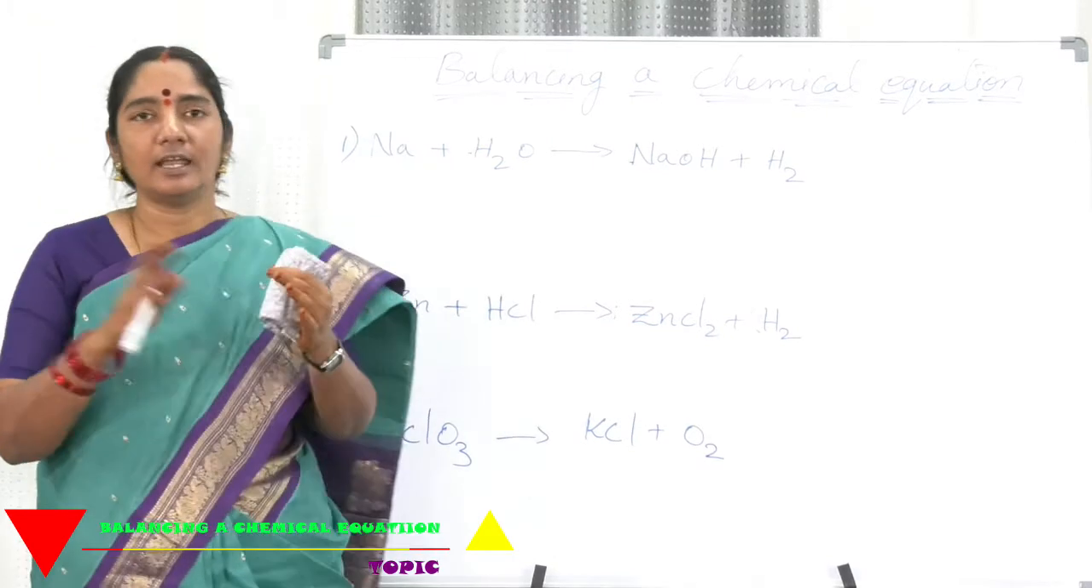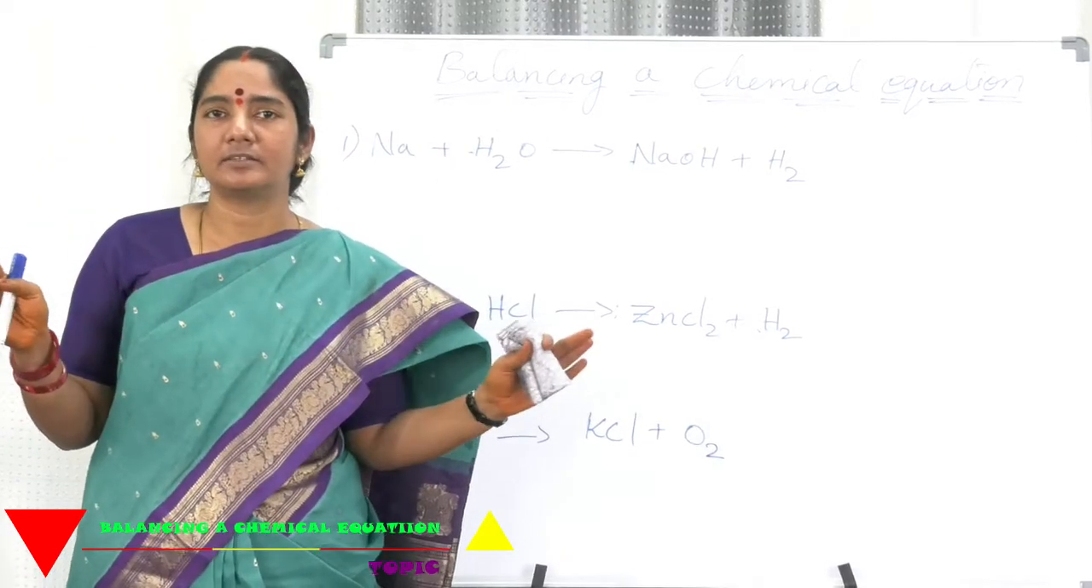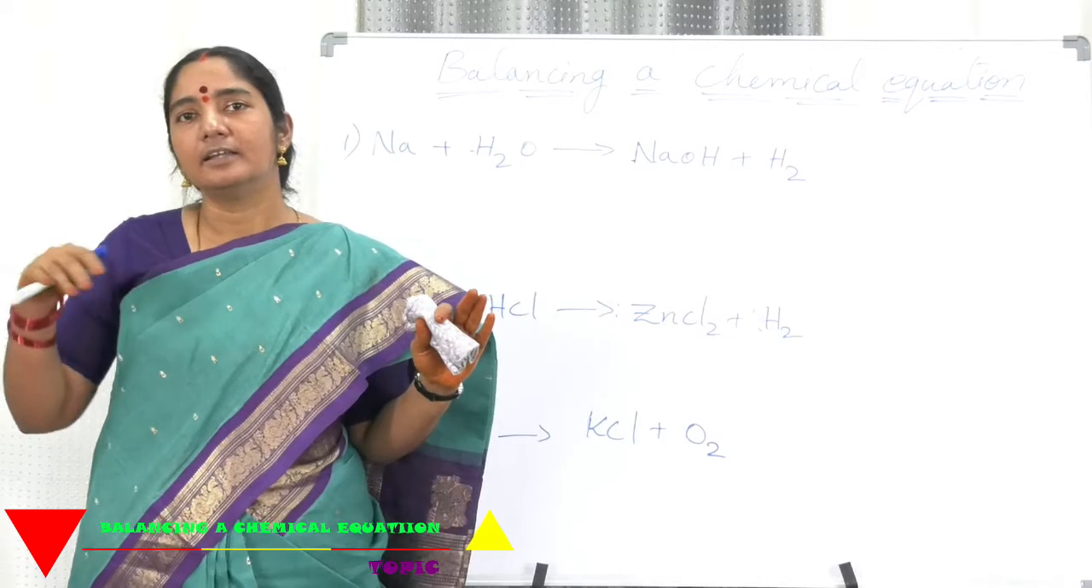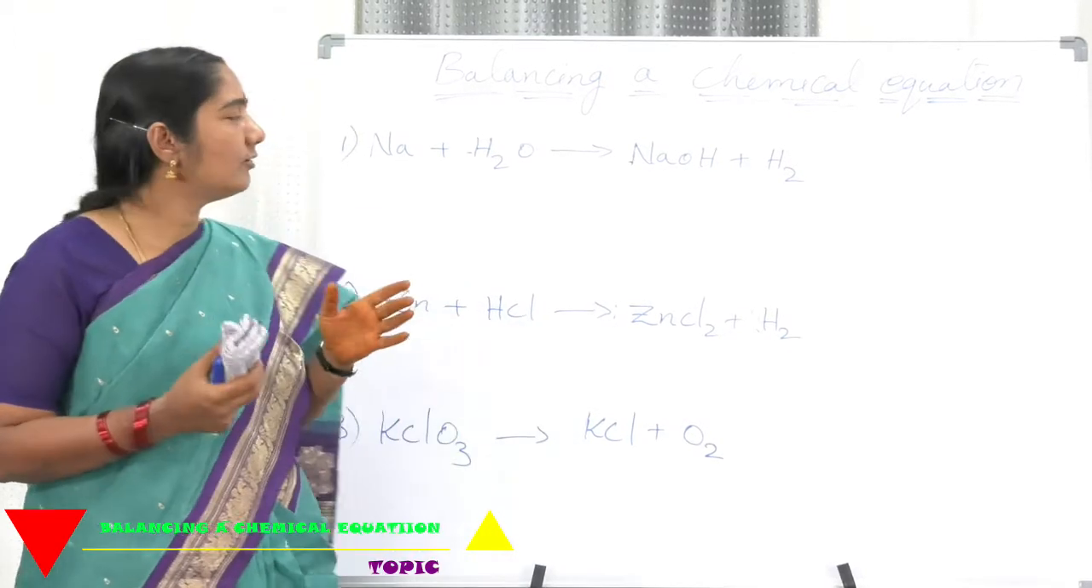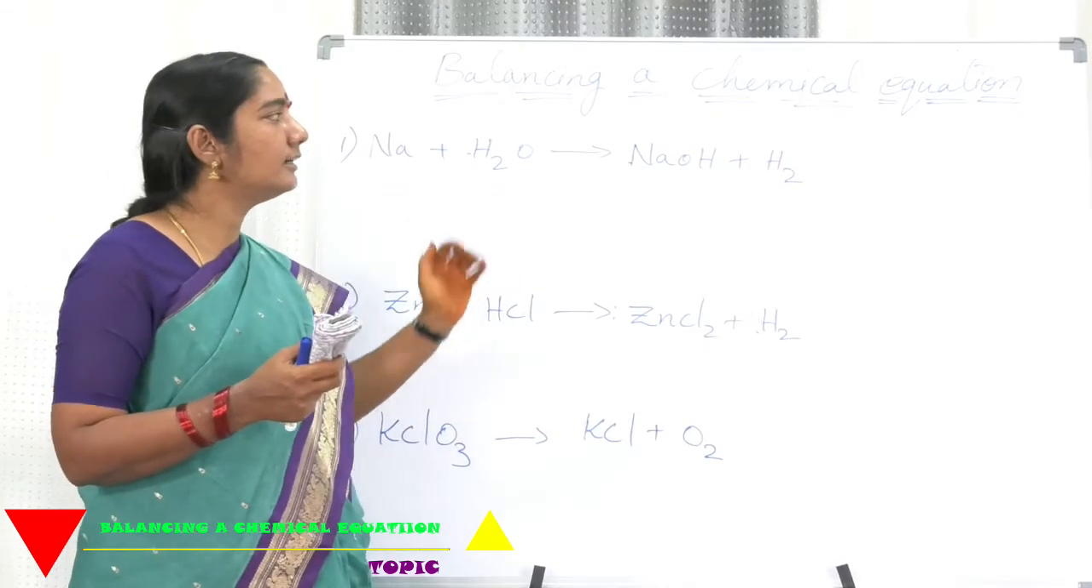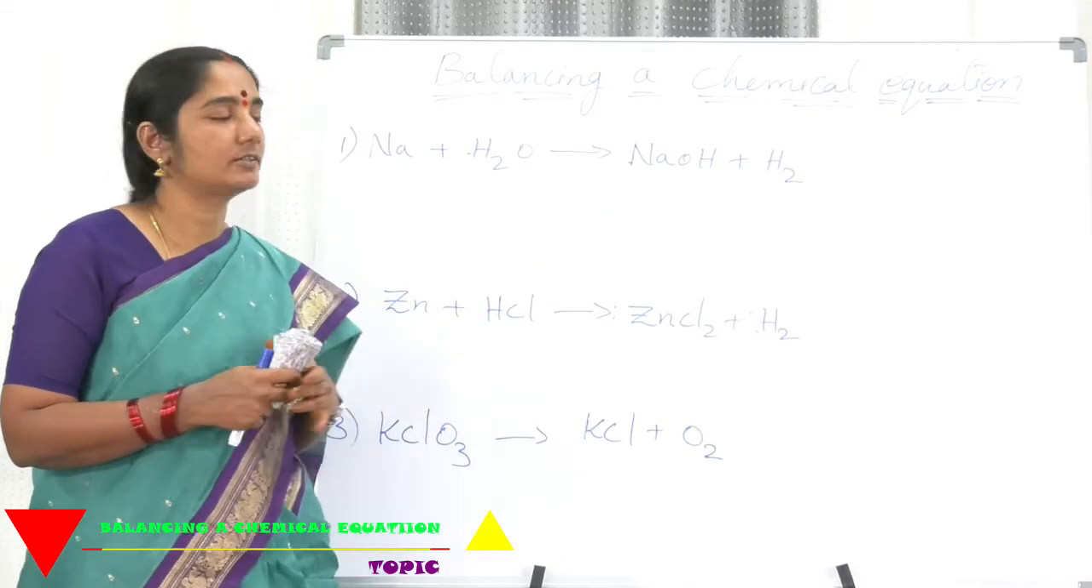Reactants and products. On your right hand side, reactants. On your left hand side, products. So I think now you understood. This side is called the reactant and that side is called the products.